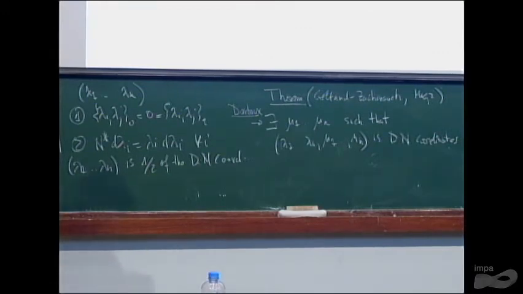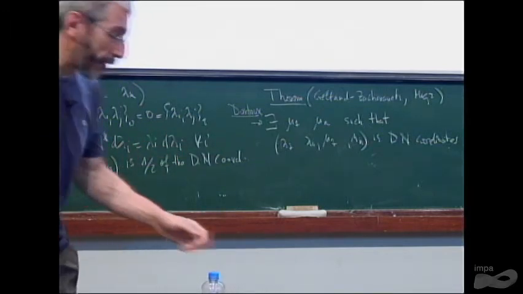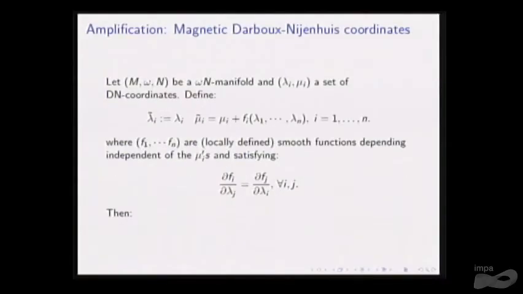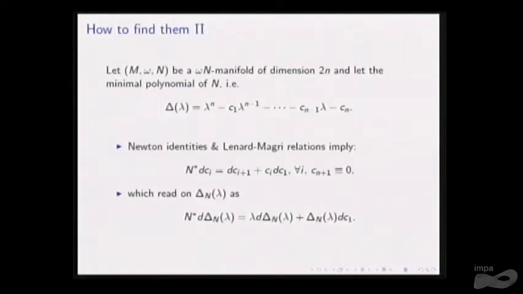Then somehow we need to find a different way to do this. The different way is given, okay, so I will come back to this eventually, by the following observation. So let's start again from an omega-N manifold. Let's suppose that all these regularity conditions are satisfied. And then let's write the minimal polynomial of N in this form.